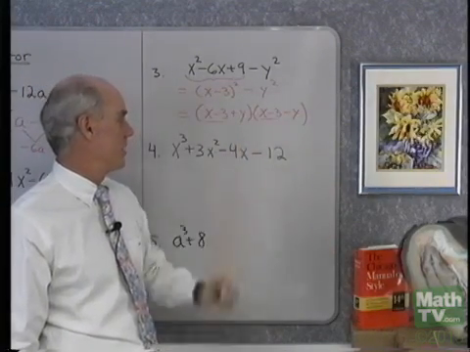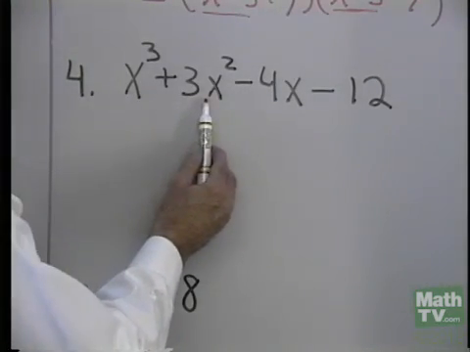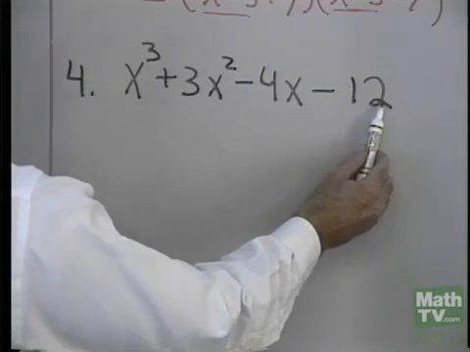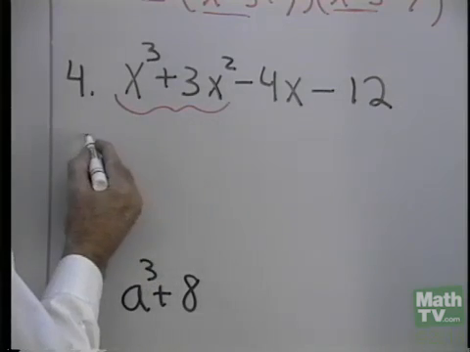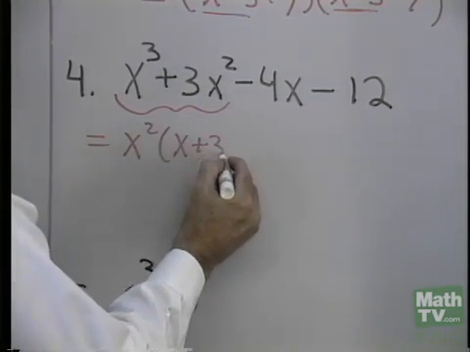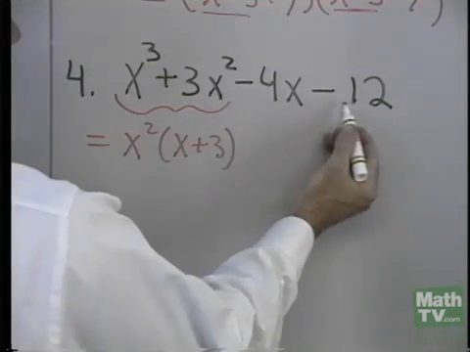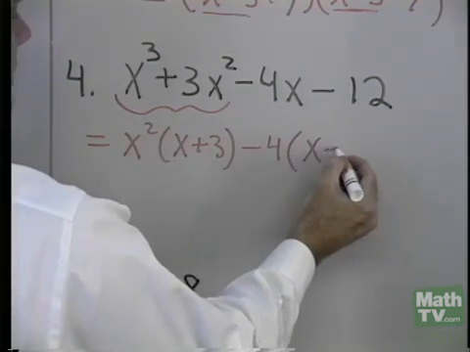Here's our next problem, also one where we're going to have to use a little factoring by grouping. x cubed plus 3x squared minus 4x minus 12, no greatest common factor other than 1. Let's group them together two at a time. I can take an x squared from the first two terms. What's left is x plus 3. From the second two terms, let's take a negative 4 by factoring. What's left is x plus 3.